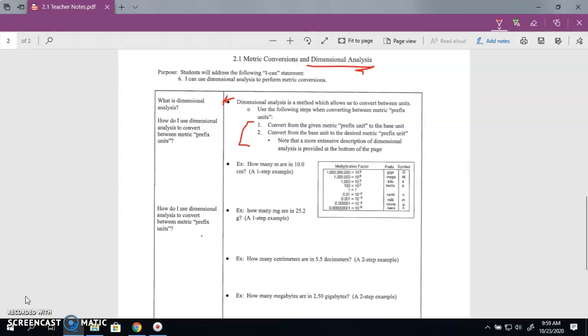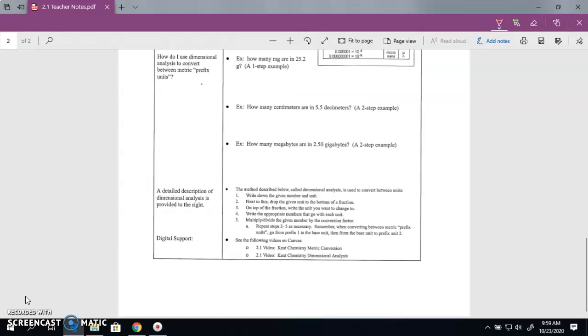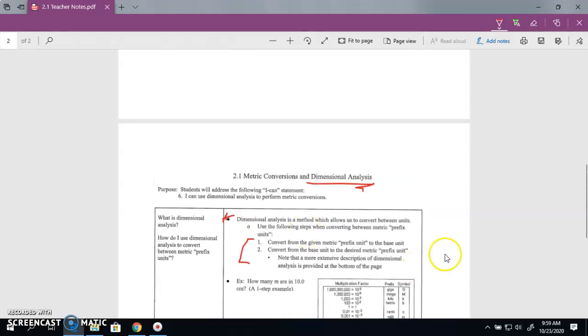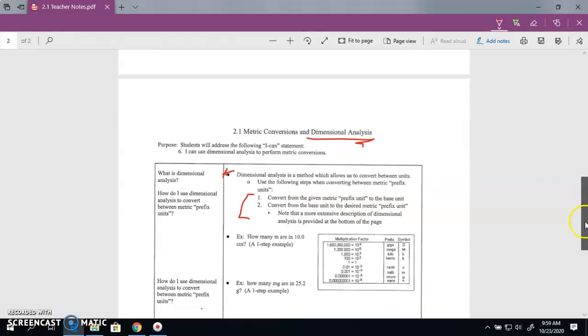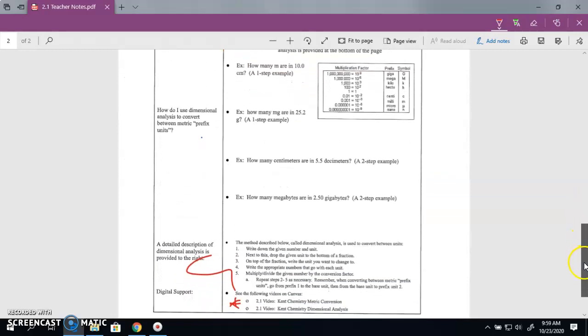Note that there are more extensive descriptions of dimensional analysis. They're down at the bottom of the page. Let me scroll down and show you that right now. So we've got 5 steps down there. You can repeat those 5 steps to do any metric conversion. And then also down at the bottom here, I've got these 2 Kent chemistry videos. These Kent chemistry videos are really high quality. They're already loaded up onto Canvas. Okay, so we're going to dive into doing 4 practice problems together.